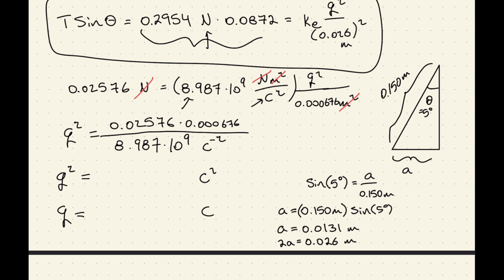And now we have to calculate this whole thing. So I'm going to do 0.02576 times 0.000676, and divide that entire thing by 8.987 times 10 to the 9, close bracket. We get this number here, 1.99376, let's do 1.994. All right. Keep 3 sig figs.